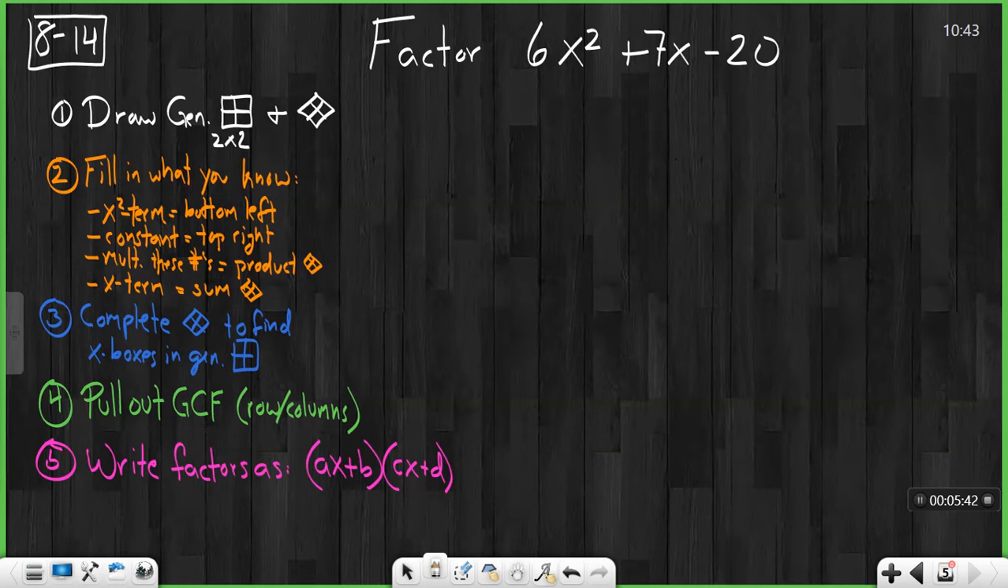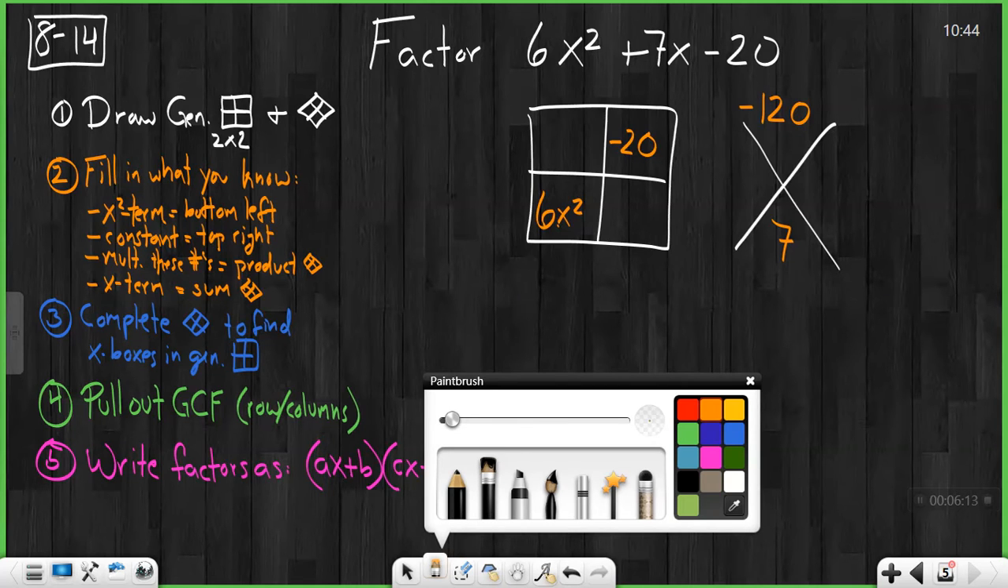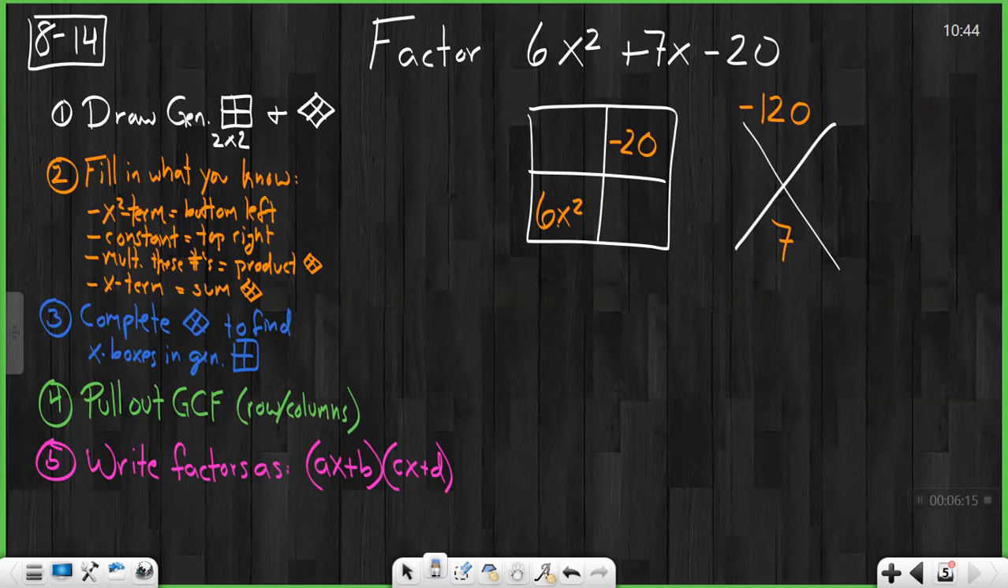Step number 1, draw your generic rectangle and your diamond problem. So I'm going to draw my 2 by 2 generic rectangle and my diamond problem. Step number 2, fill in what you know. X squared term goes bottom left. Constant term goes top right. I can multiply those two in order to get my product, negative 120. All right? And then the coefficient of my x term, 7, goes on the bottom there. That's what I know. Now let's complete my diamond problem to find my missing values.